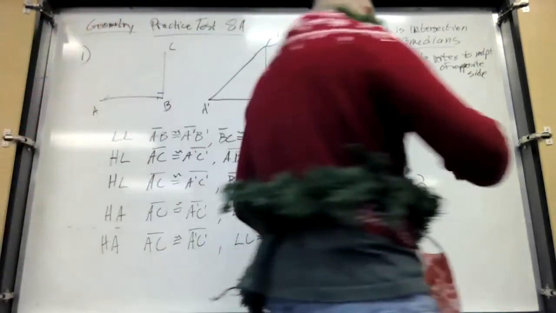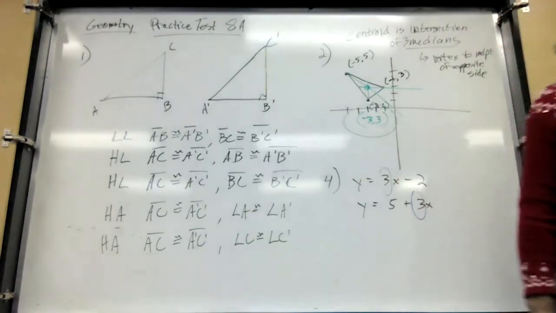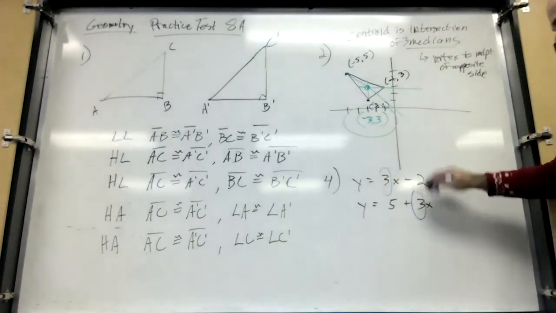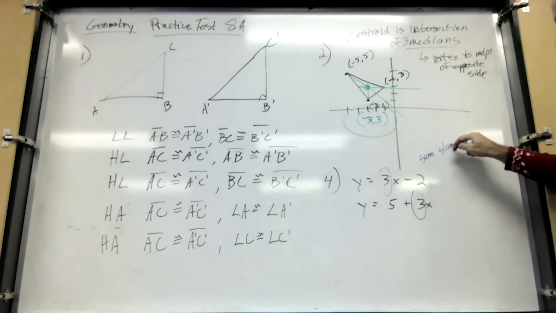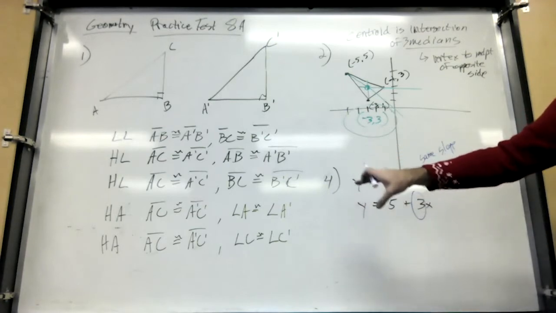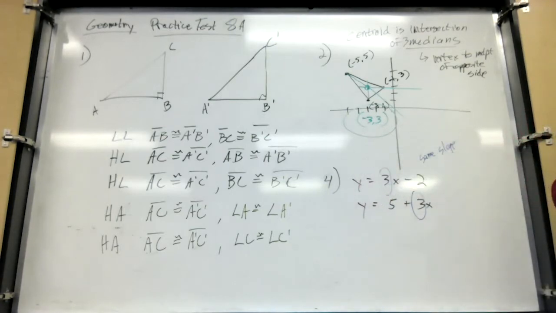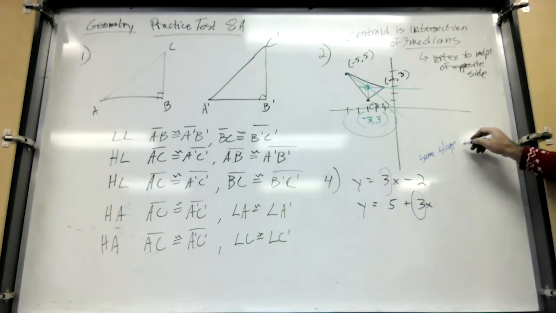Why? Yeah, the x coefficients are the same, right? So same slope. Remember, whatever x is being multiplied by is the slope, if you have y by itself. If you don't have y by itself, get y by itself quickly, and then look at what x is being multiplied by. Same slope means parallel.